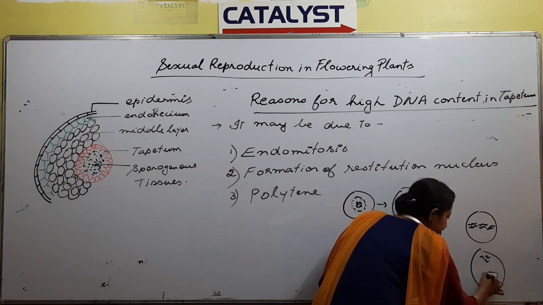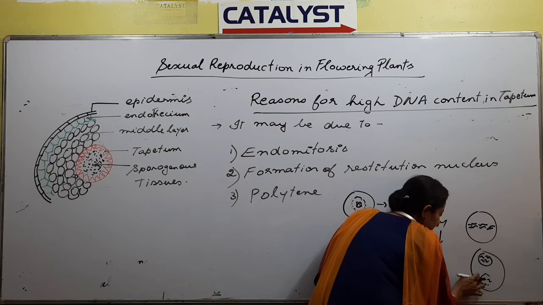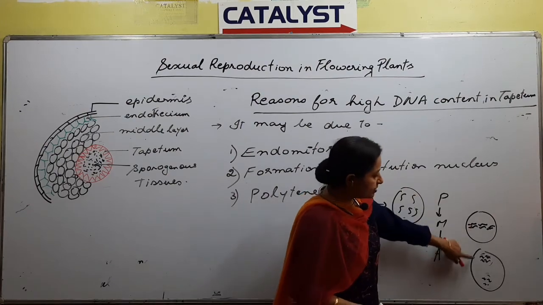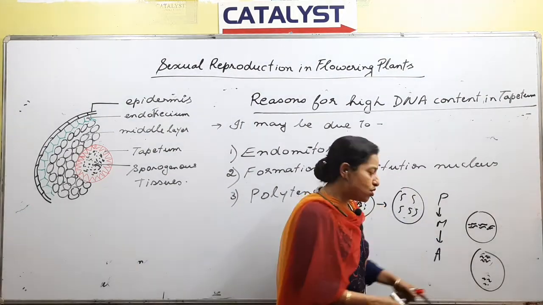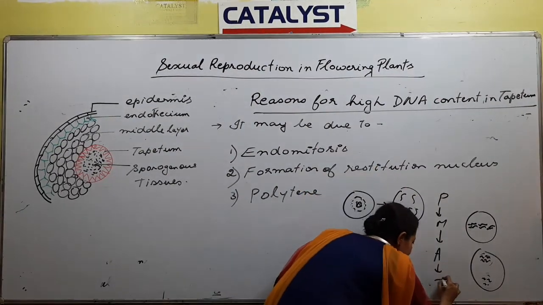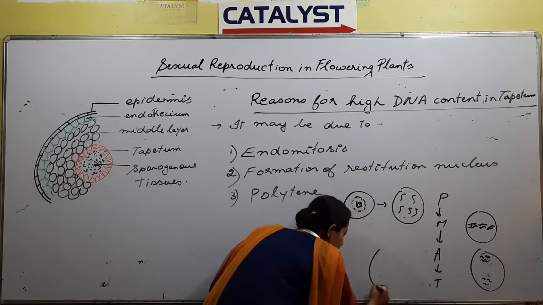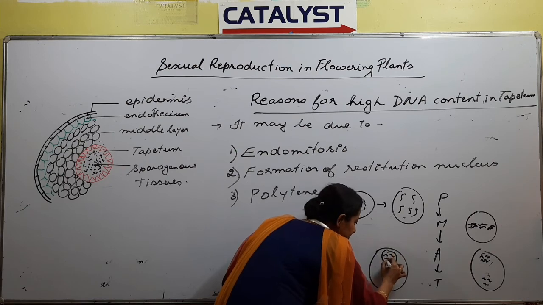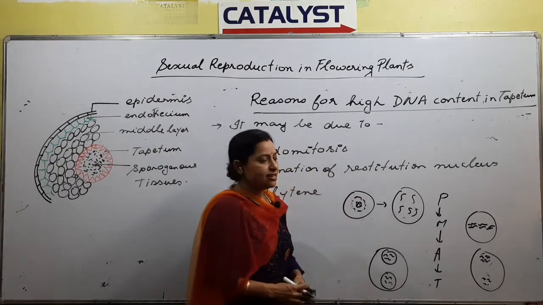So you have this, and in anaphase the chromosomes move to the two respective poles, and after anaphase we have telophase. What happens in telophase? The chromosomes that are at the poles will form a nuclear membrane again. So these were the basic steps of cell division.